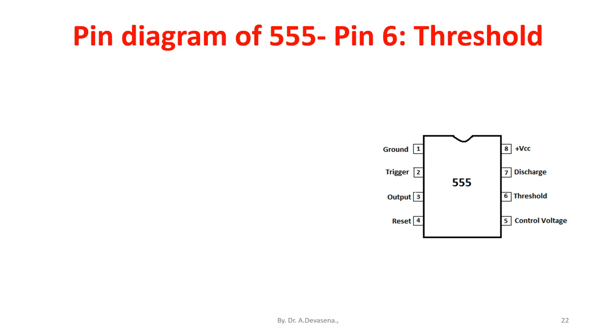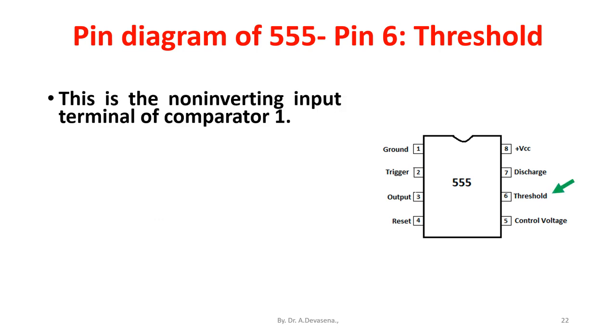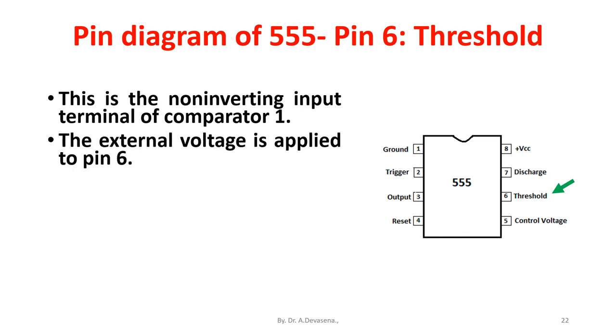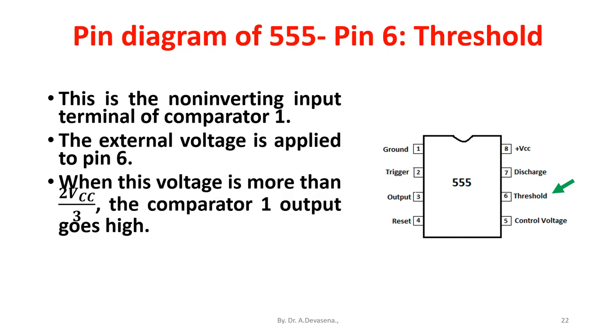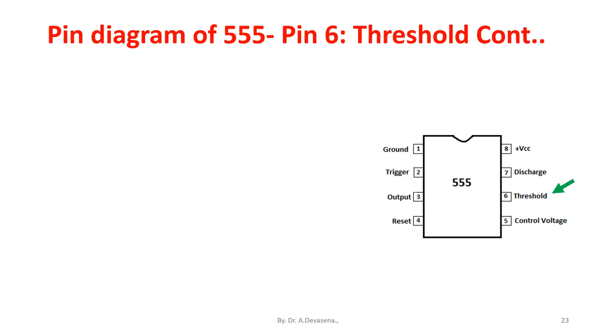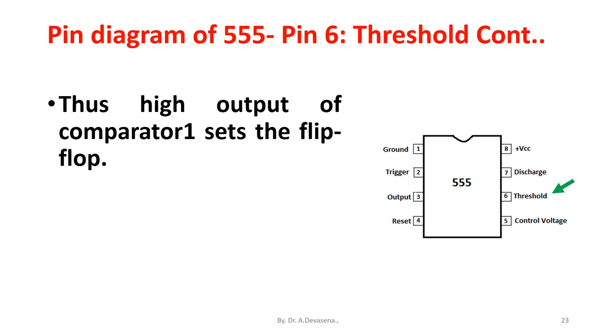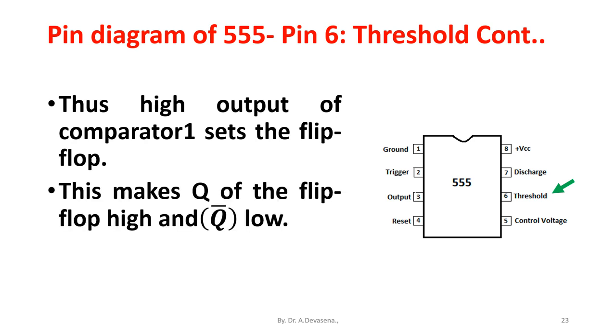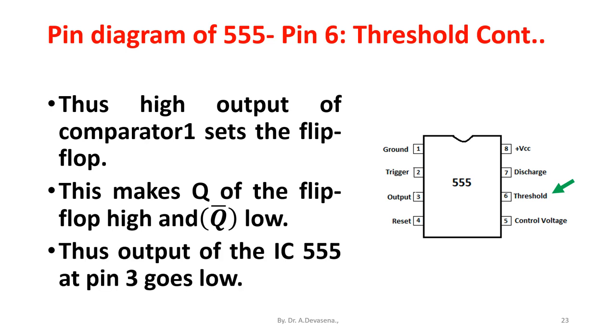Pin number 6, threshold. This is the non-inverting input terminal of comparator 1. The external voltage is applied to pin number 6. When this voltage is more than 2 VCC by 3, the comparator 1 output goes high. This is given to the set input of the flip-flop. Thus, the high output of comparator 1 sets the flip-flop. This makes Q of the flip-flop high and Q bar low. Thus, the output of the IC 555 at pin number 3 goes low.